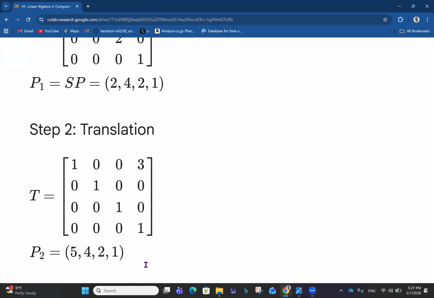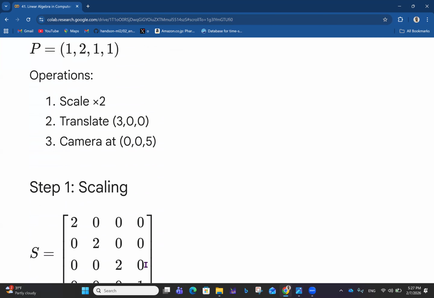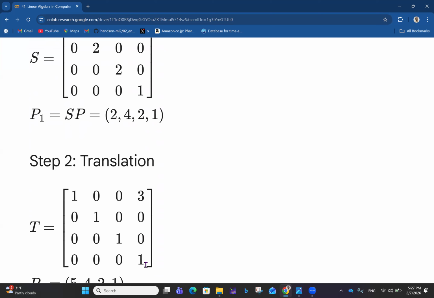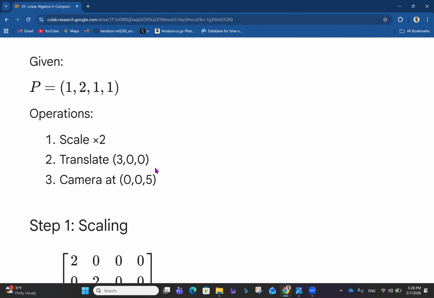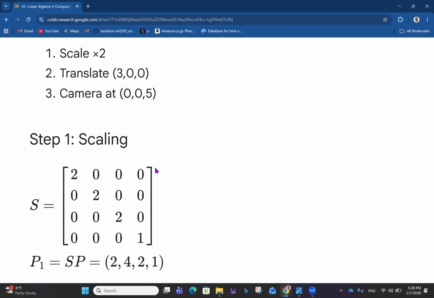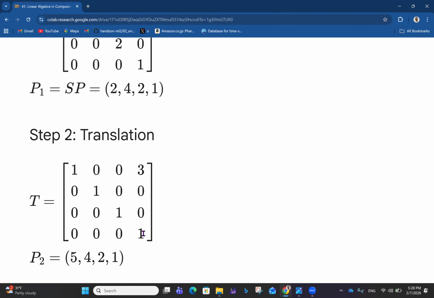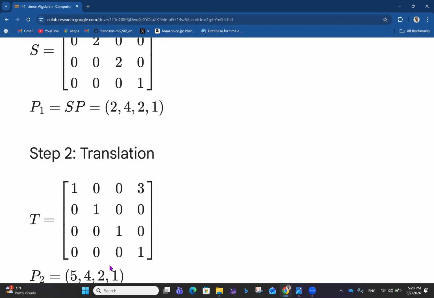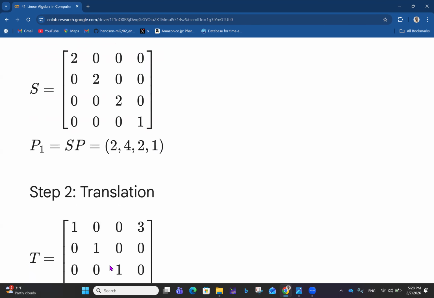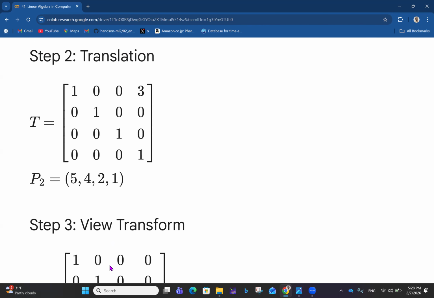The next thing is to translate. For translation, from what we saw previously, you have that identity matrix, and for the translation part you are translating by 3, 0, 0, 1. So you have a 4 by 4 identity matrix, but with the translation of 3, 0, 0 joined to it. Then P2 becomes 5, 4, 2, 1. So P2 should be T times P1, and we have 5, 4, 2, 1.